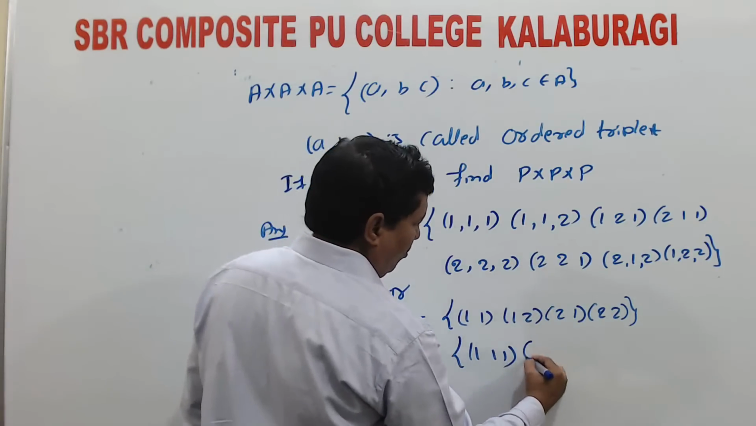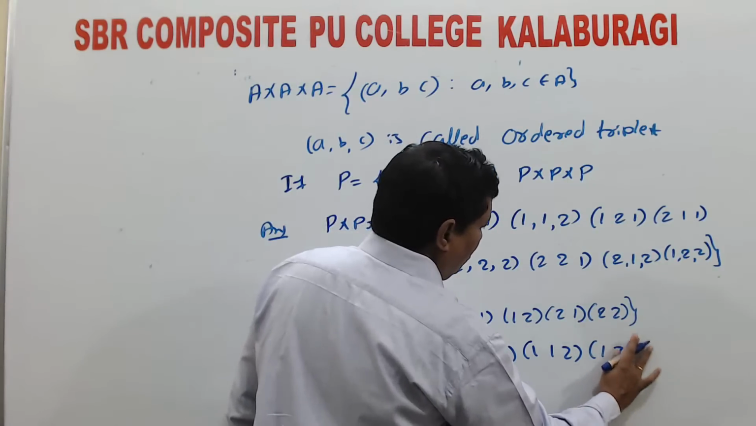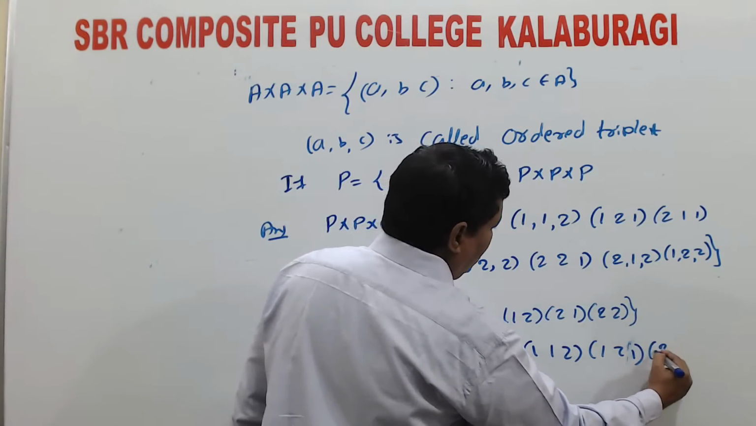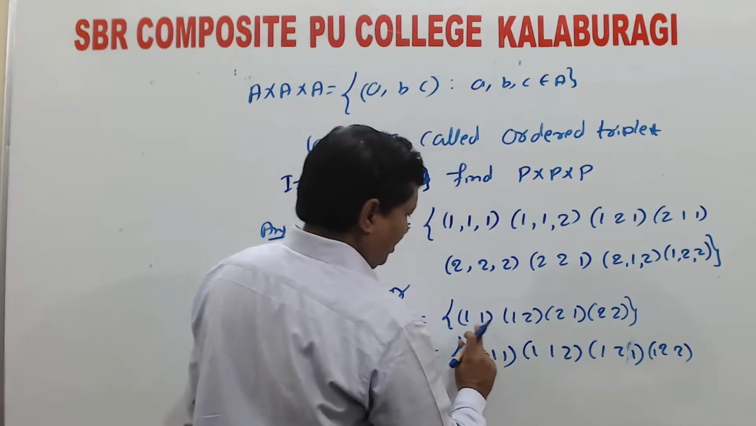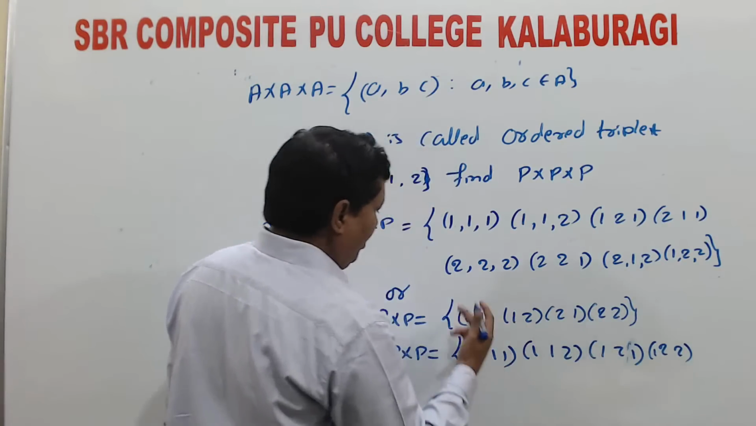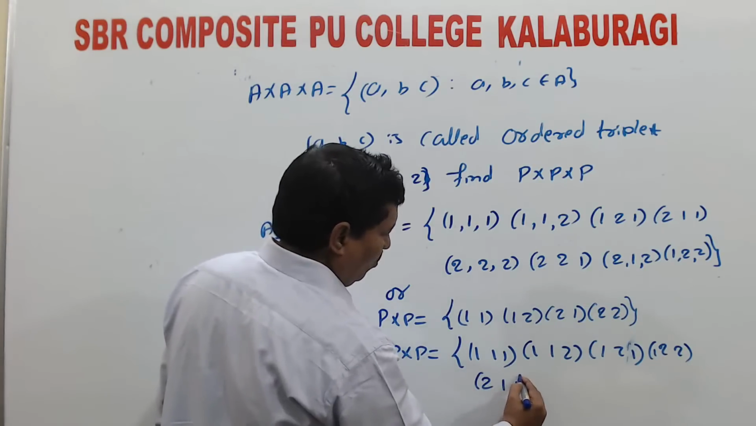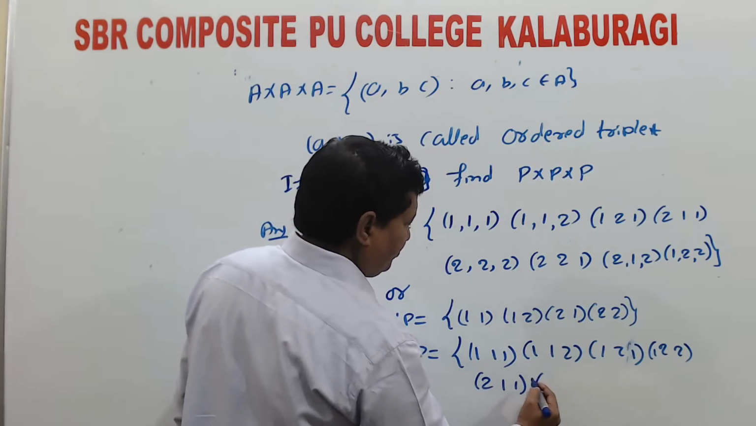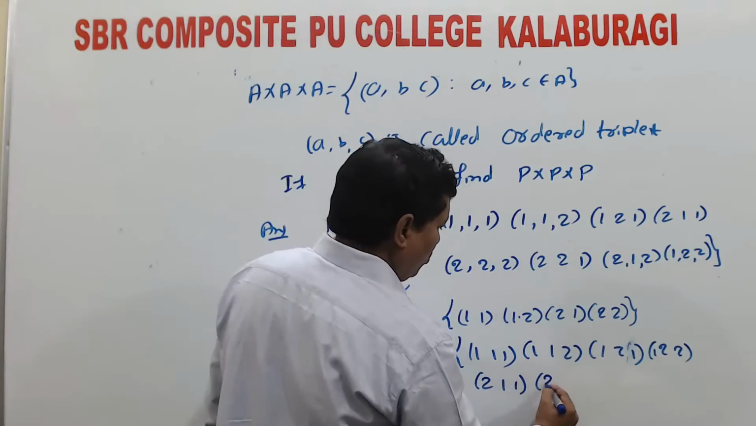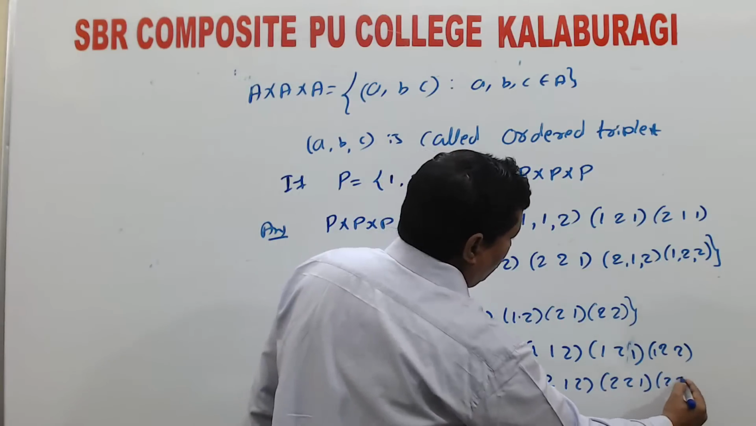You have to add 1 here. 1 1 2, 1 2 1, 1 2 1, 1 2 2. See here, for all the 4 elements I added 1 here. Next you have to add one more element of P, which is 2. Therefore 2 1 1, 2 1 2, 2 2 1, 2 2 2.